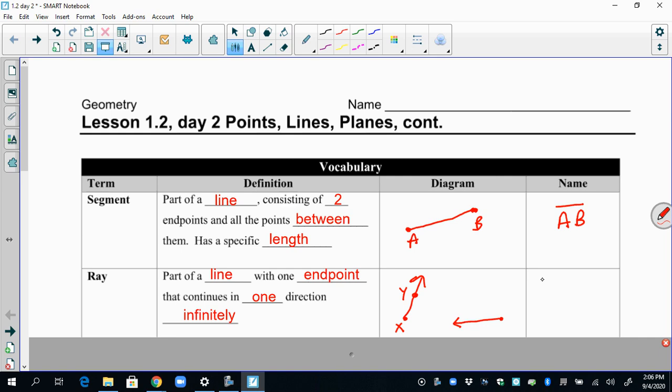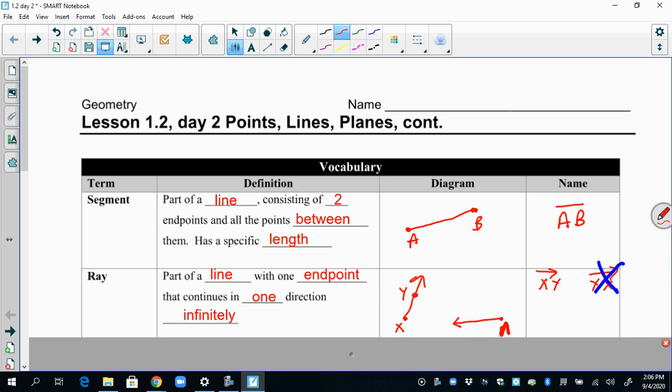So I could call this ray XY. I cannot call it ray YX. I'm going to cross that out. That is incorrect because it did not start with X. The ray name always has to start with the endpoint.